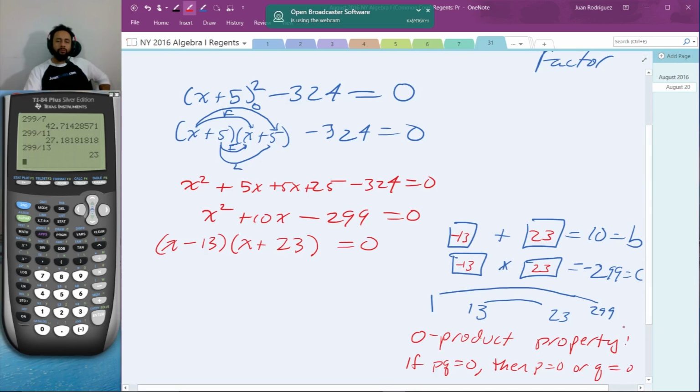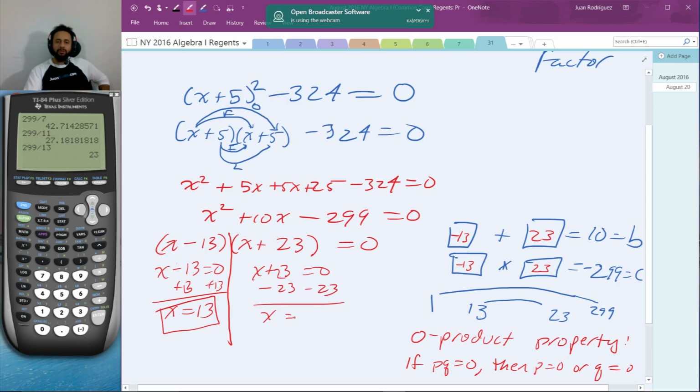And there is no other product property really for any other numbers other than positives and negatives. You could determine the sign of a number based on the sign of the factors, but not the actual values. Zero product property is special because now we know that one of these factors is 0. So x minus 13 equals 0, which we add 13 to both sides, and we get x equals 13. And that's one of the answers. Or x plus 23 equals 0. So we subtract 23. And we find that x equals negative 23.